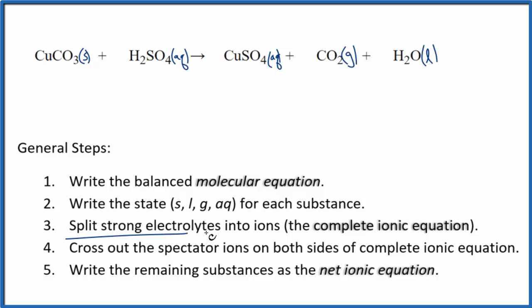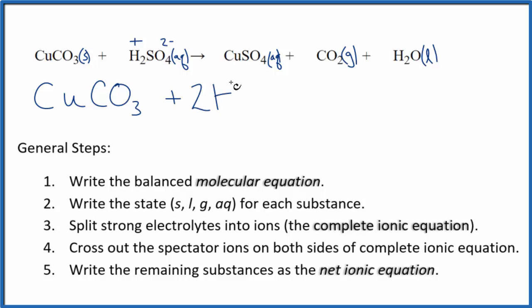We can now split the strong electrolytes into ions, and this is going to be the complete ionic equation. So this is a solid. We don't split solids apart when we do net ionic equations, so we're just going to keep that as copper(II) carbonate together. I'll write the states at the end. Plus, then we have hydrogen, group 1 on the periodic table, that has a 1 plus ionic charge. The sulfate, the whole sulfate ion, is 2 minus. We'll have 2 of the hydrogen ions then, 2H plus, and then we'll have the sulfate ion, SO4 2 minus. So those will be the reactants in our net ionic equation.